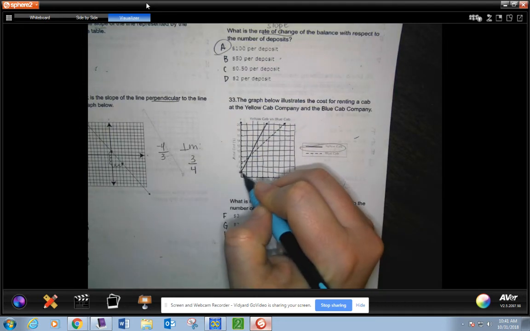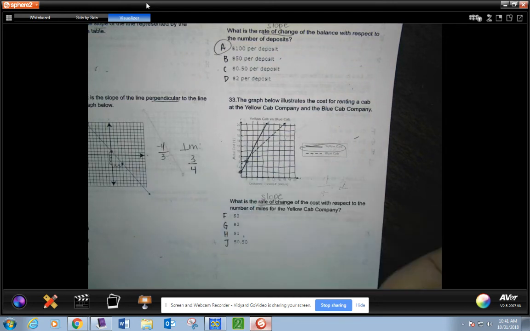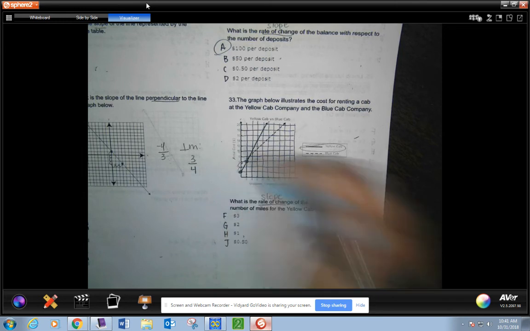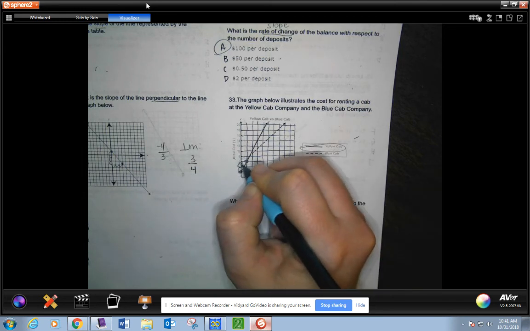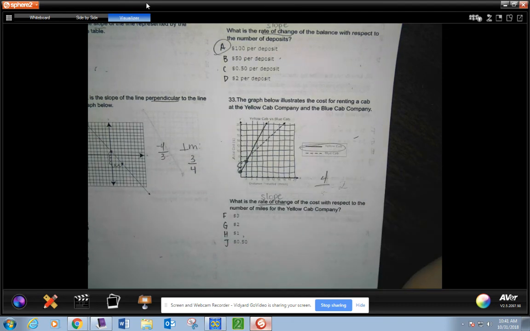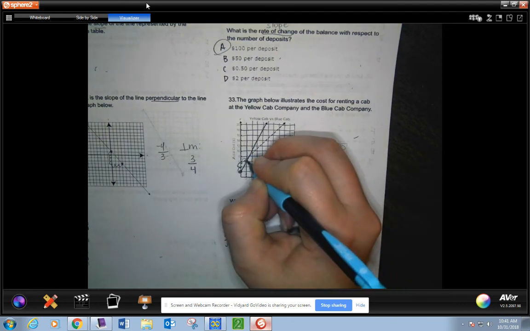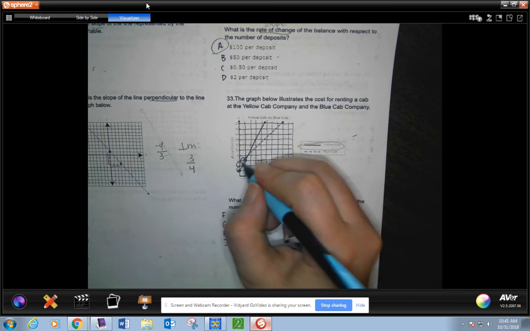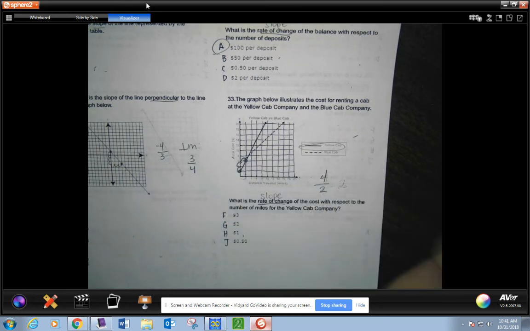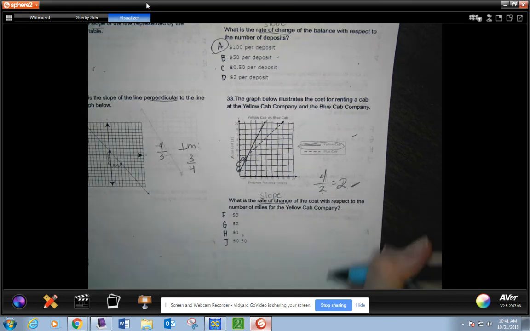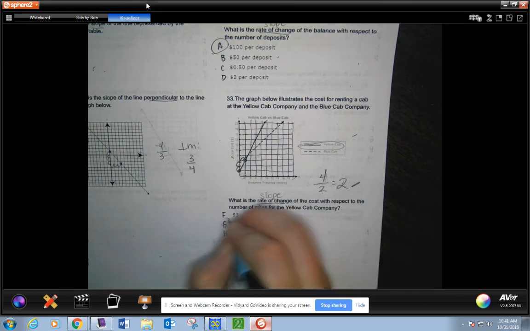So I'm going to find 2 points, which there's 2 points right there. And I'm going to rise. And their scale is counting by 2. So I didn't rise 2. I rose 4. And then I'm going to run, and their scale is again counting by 2, so I didn't run 1, I ran 2, and 4 over 2 can simplify to 2. So my answer is G.